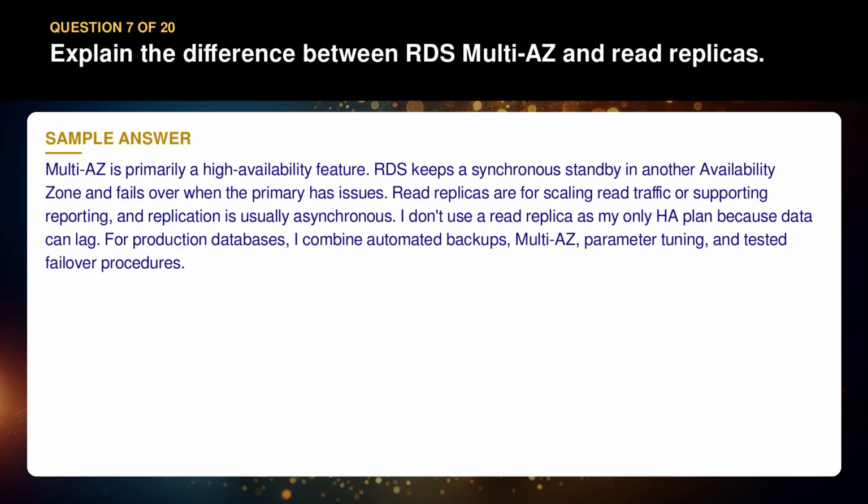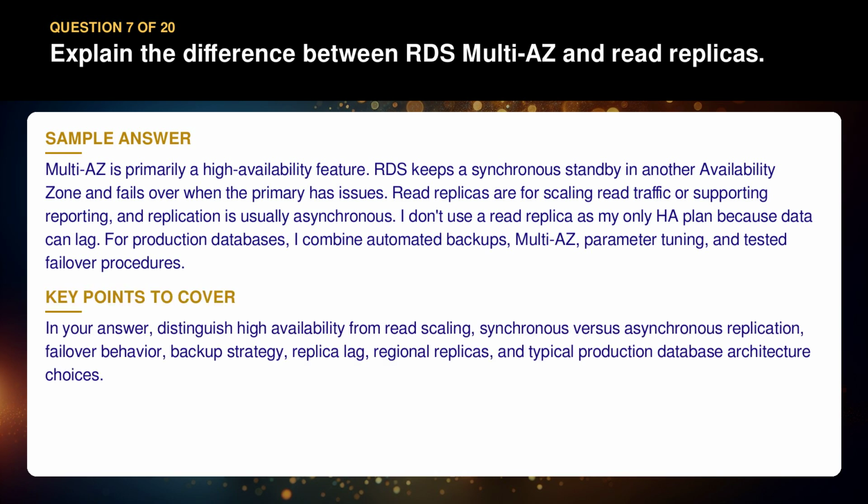Read replicas are for scaling read traffic or supporting reporting, and replication is usually asynchronous. I don't use a read replica as my only HA plan because data can lag. For production databases, I combine automated backups, multi-AZ, parameter tuning, and tested failover procedures. In your answer, distinguish high availability from read scaling, synchronous versus asynchronous replication, failover behavior, backup strategy, replica lag, regional replicas, and typical production database architecture choices.